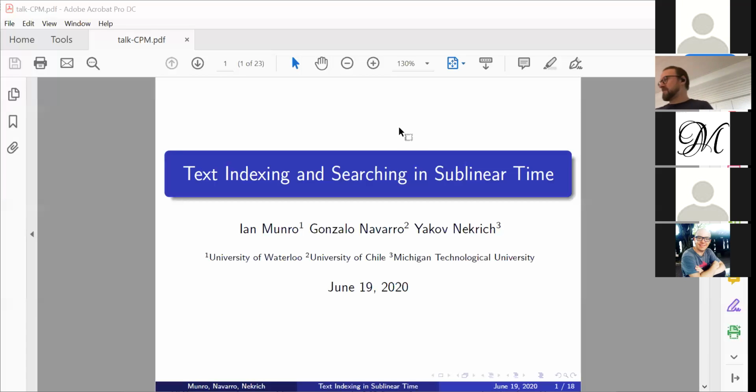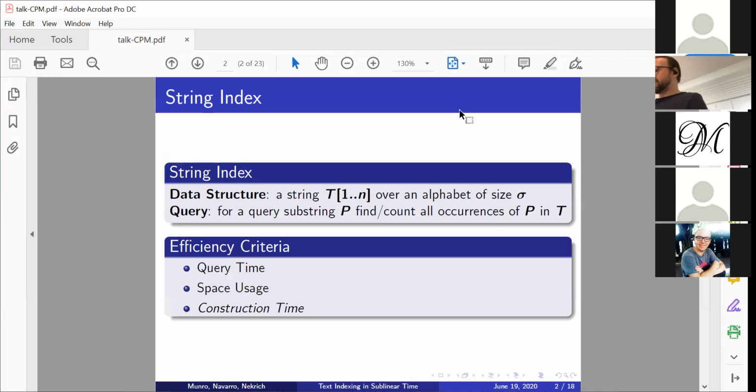Yes. So the talk will be about indexing, image searching, and sublinear time. It's a joint work with Ian and Gonzalo. So I'll start by defining the problem that everybody already knows.